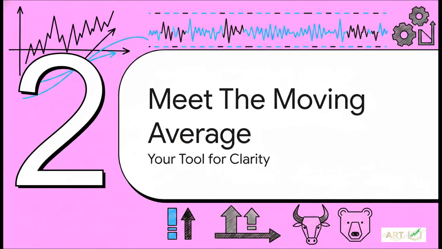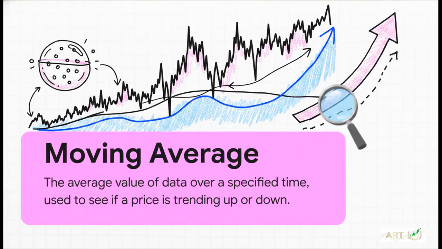So to cut through that fog, we're going to need a special kind of lens, a tool that's designed specifically to smooth out all that chaos and show us what's really going on underneath. It's time to meet the moving average. Now, at its core, this concept is incredibly simple. A moving average is just the average price of something over a specific number of days or hours or whatever you set it to. Its entire job is to filter out all that random day-to-day noise and smooth out the price action so we can finally see the real underlying trend.